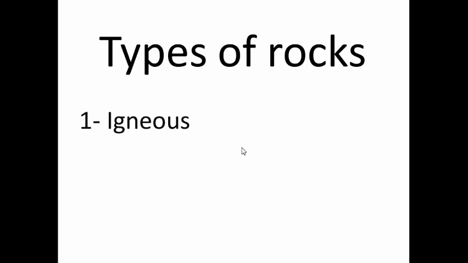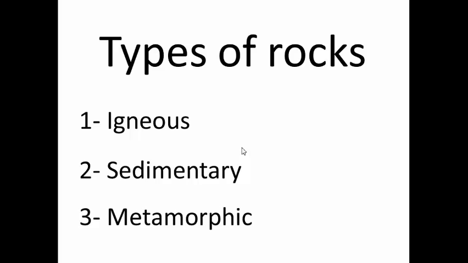Now, types of rocks. We have three types of rocks. The first type is called igneous. The second type, it's not a new thing for you. I know that you heard about this before in quarter 3. It's called sedimentary. We have the third type of these rocks. It's called metamorphic.